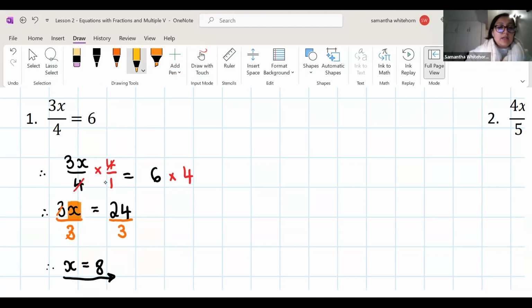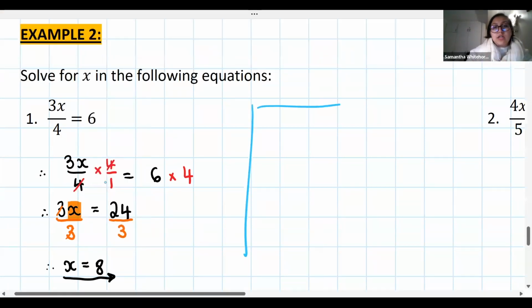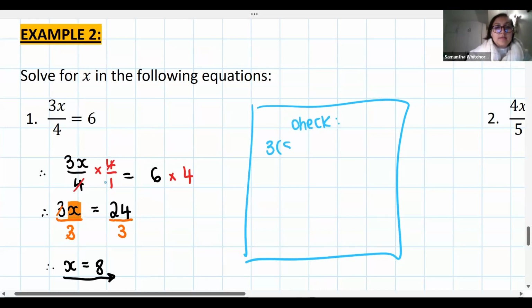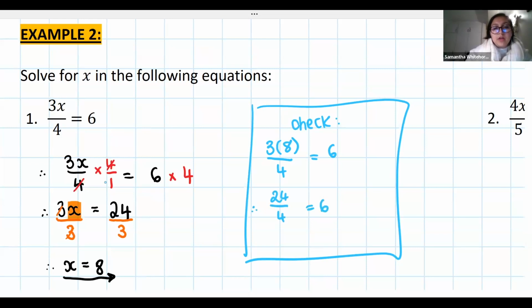Now again, grade 8s, check yourself. So let's do a little check here quickly. Doesn't need such a big block, but whatever. 3 times 8 divided by 4 should give me 6. So 3 times 8 is 24 divided by 4. 24 divided by 4 is 6. Is 6 equal to 6? Yes, it is. And so my answer of x equals 8 is correct.